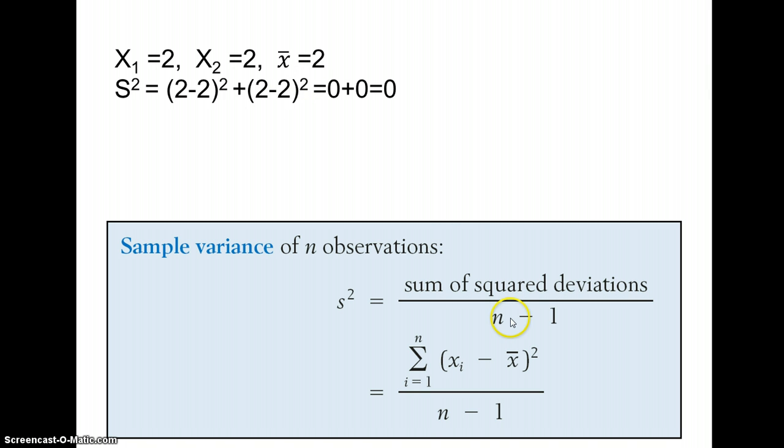Again, I need to divide by the sample size minus 1. I didn't forget to put it here, and divide by, because the sample size is also 2. So divide by 2 minus 1, which is still 1. So 0 plus 0 divided by 1, you will still get 0.